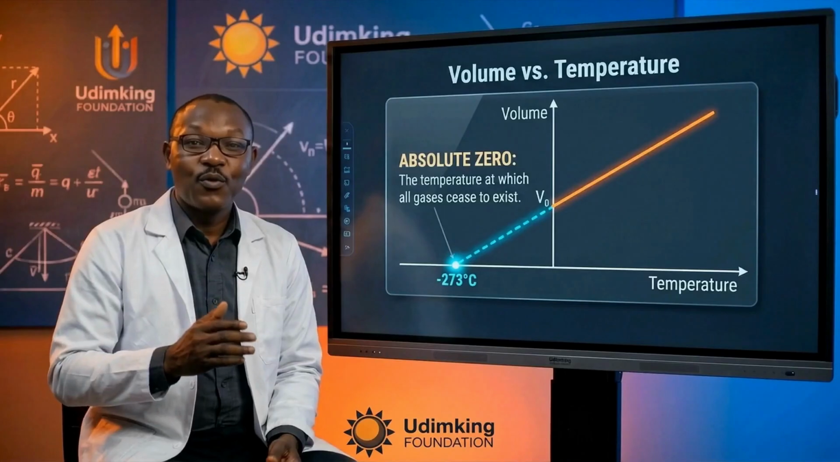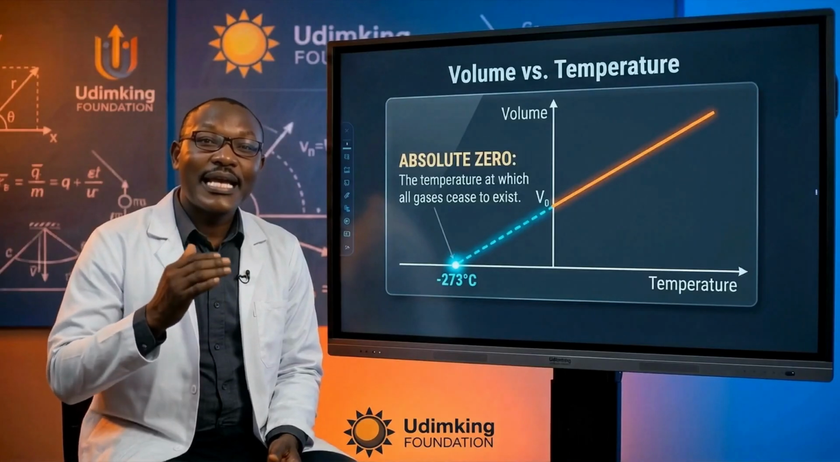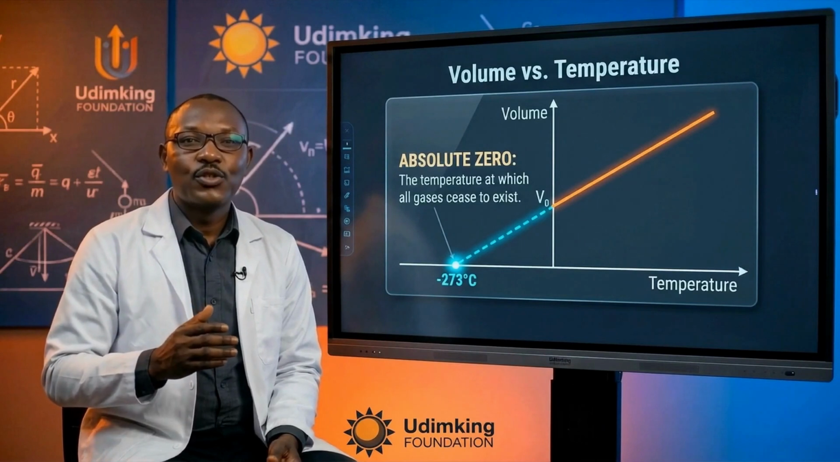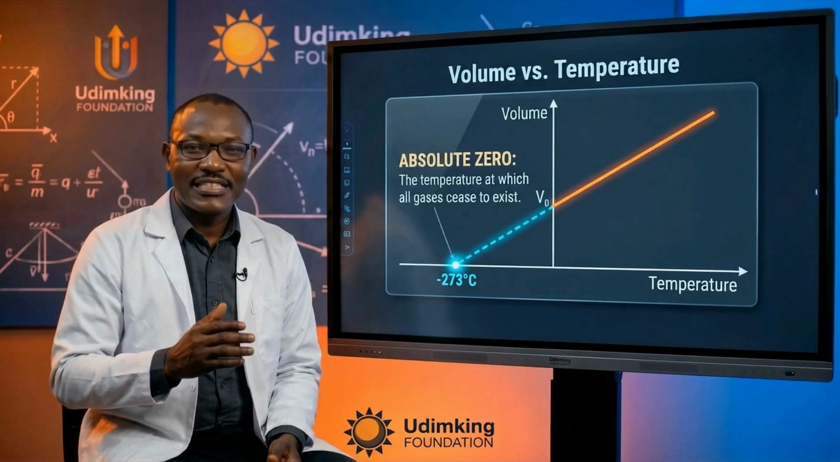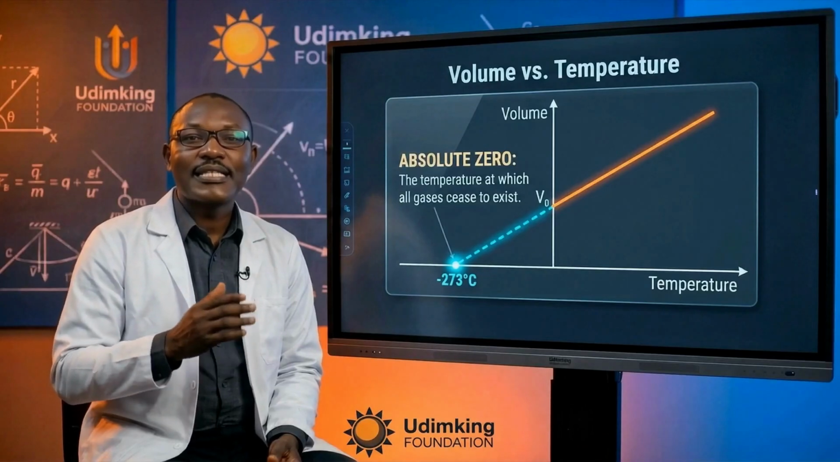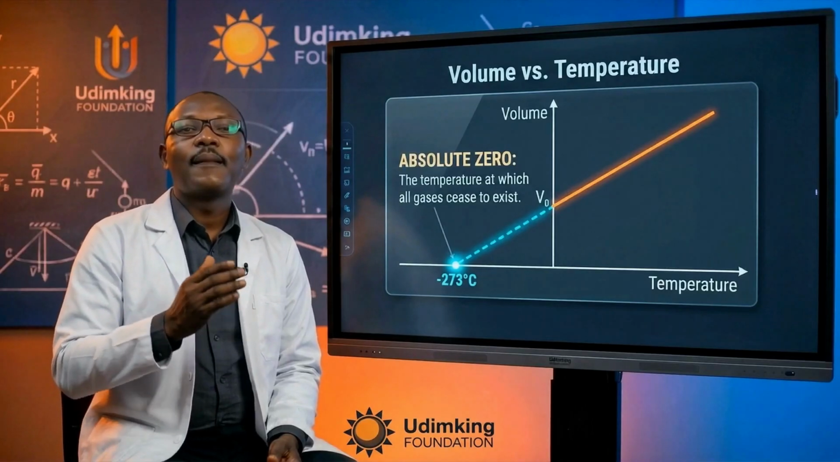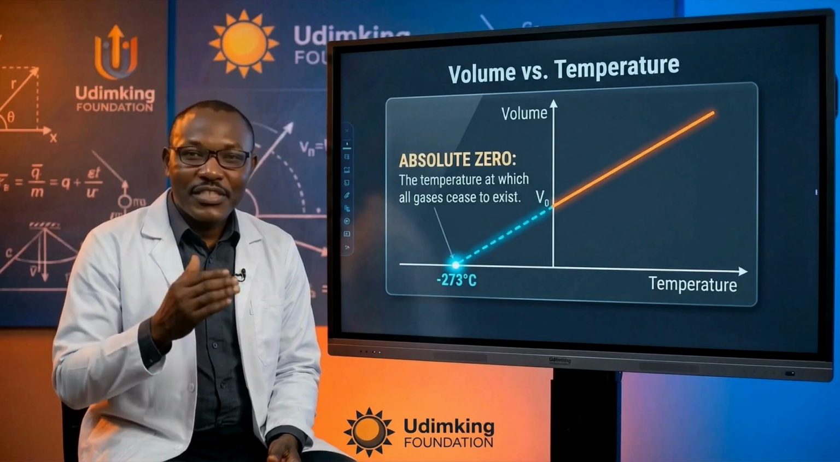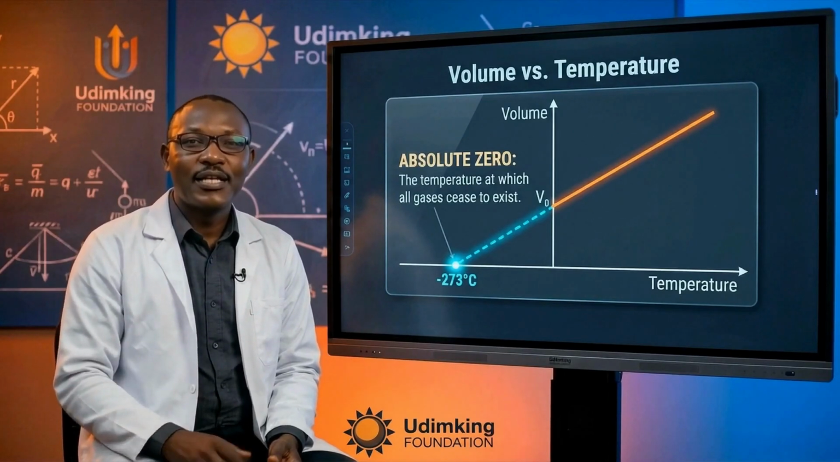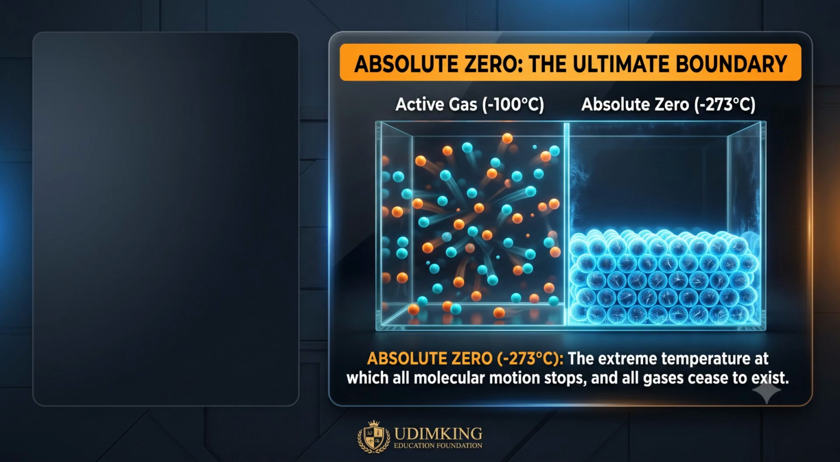The line falls downward until it crashes directly into the horizontal temperature axis at exactly minus 273 degrees Celsius. Look at that point on the graph. At minus 273 degrees Celsius, the vertical height drops to zero. This means, theoretically, the volume of the gas completely vanishes. At this extreme depth of cold, something extraordinary happens to matter.